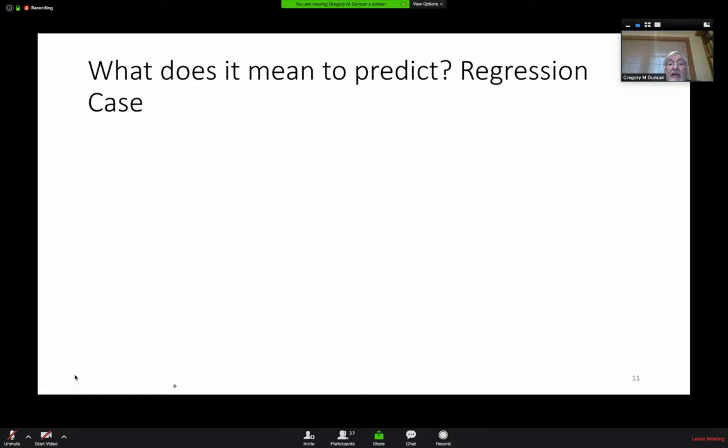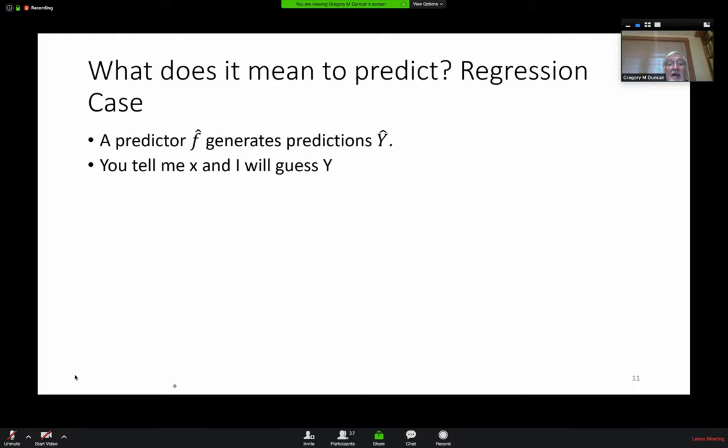What does it mean to predict? Okay, here's a regression case. F hat generates predictions, we'll call them y hats. What that means is you tell me x, and I will guess y. And I will guess y by plugging x into f hat. That is, y hat is going to be equal to f hat of x. So I have learned f hat. That means regardless of x, I can plug it in, and that's going to give me a prediction.